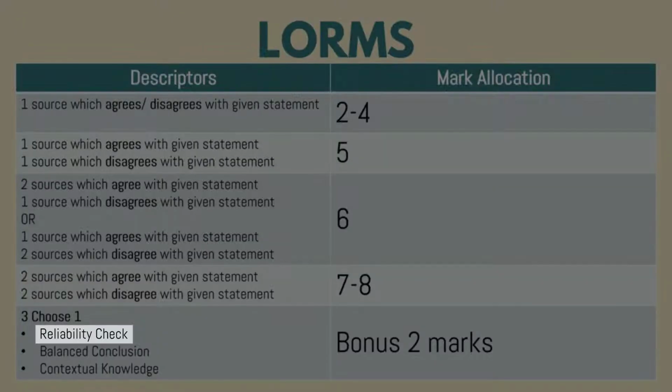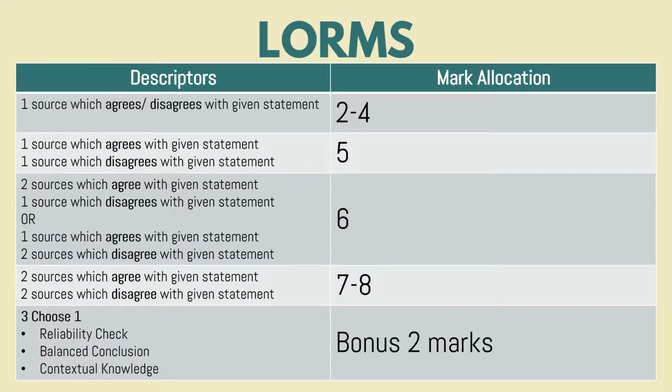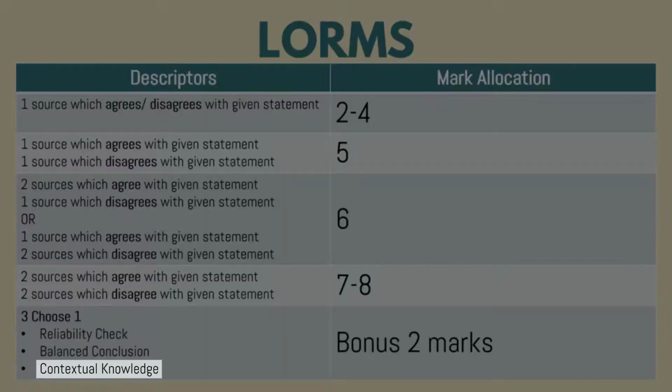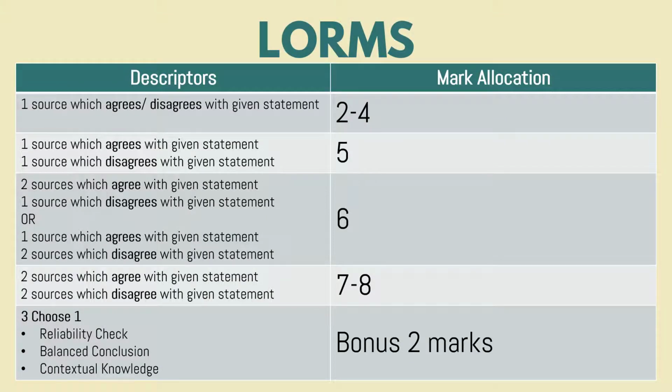And for the last bonus 2 marks to reach 10 marks, we need to choose one. Either we conduct a reliability check on one of the sources, come to a balanced conclusion after evaluating the sources, or rely on contextual knowledge to showcase why you would agree or disagree with the given statement. Then you'll receive your bonus 2 marks. And we shall address the basics in this video.